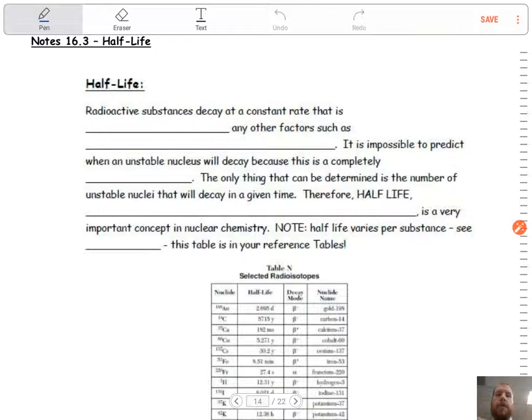Hey guys, this is video 16.3. We're going to be talking about half-life in this note video.